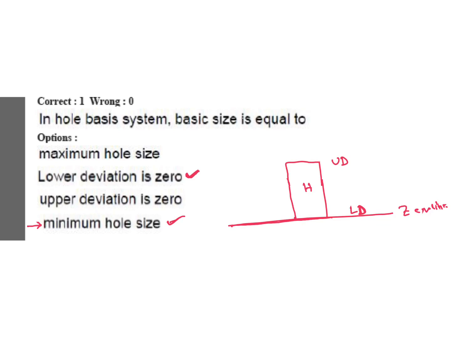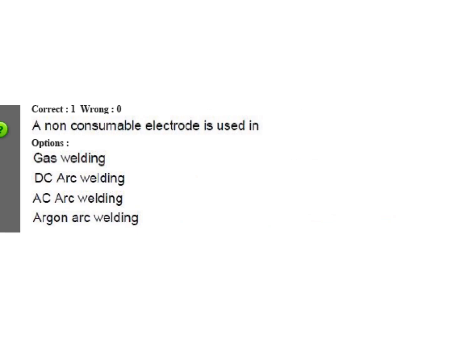A non-consumable electrode is used in gas welding, DC arc welding, AC arc welding, non-consumable electrode. So argon arc welding, we are not using consumable electrodes.